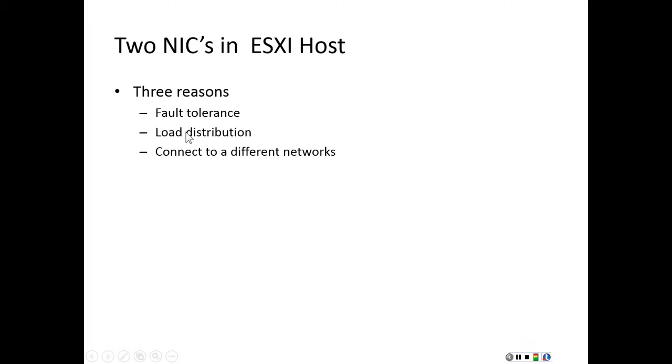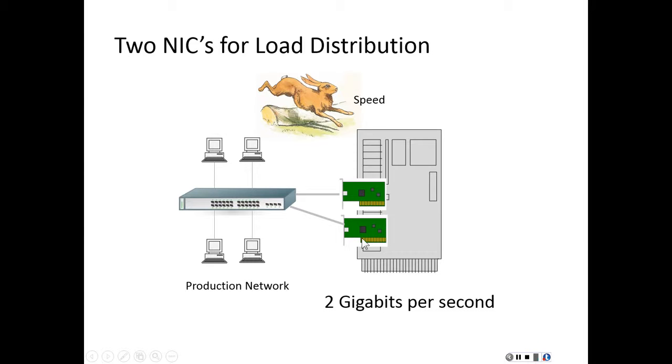A second reason that you would have 2 network interface cards in an ESXi host is for load distribution. So let's look at that example. If we have one network interface card, then the greatest throughput we could have would be 1 gigabit per second. But if we have two network interface cards working in tandem, then they can provide double the amount of bandwidth. And why do we do that?